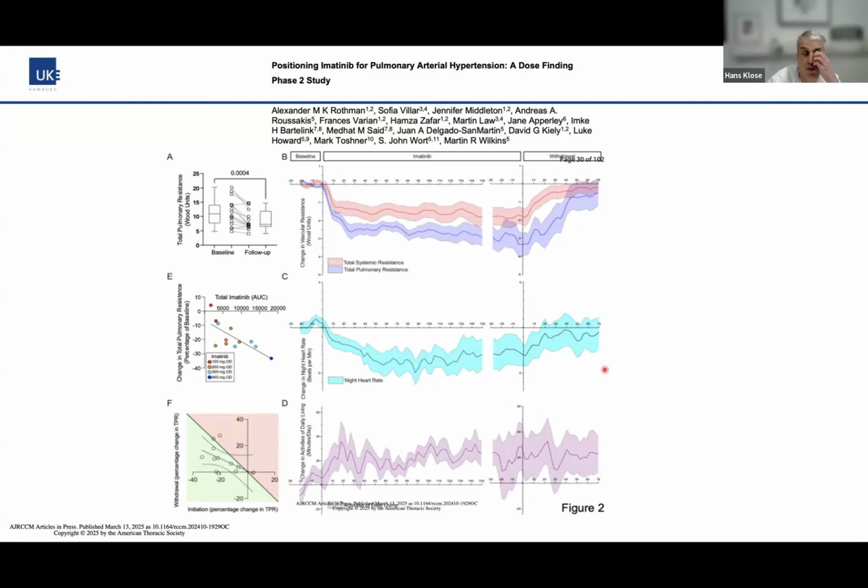I guide you through this picture. This is again imatinib in PAH. Not so many patients, I think 80, something like this. You see here, they start here. Look at the upper front of this picture. This purple one is the pulmonary vascular resistance, so the whiteness of the vessels. You see starting point, then giving the drug, and PVR is going down very nicely. And when you stop, the effect is losing a little bit, but not to the point comparable with the beginning. So it's still an effect there.